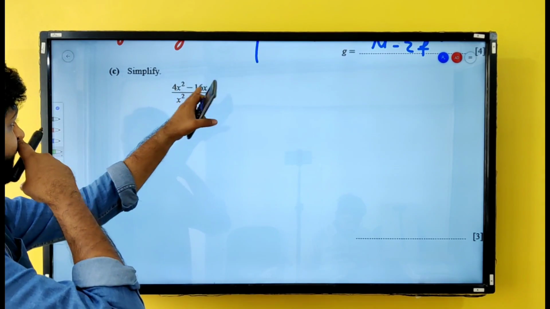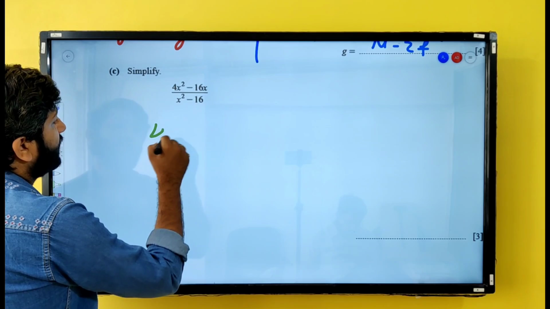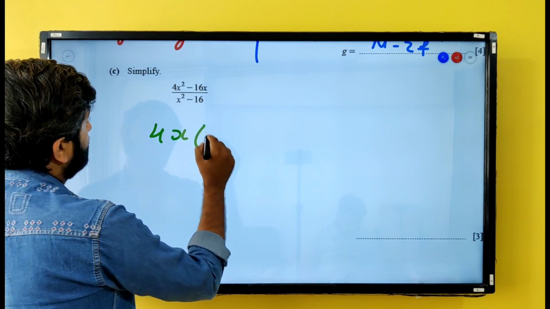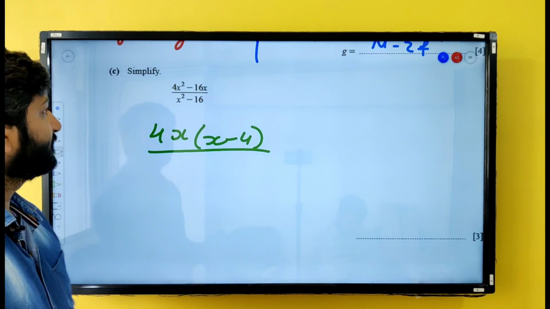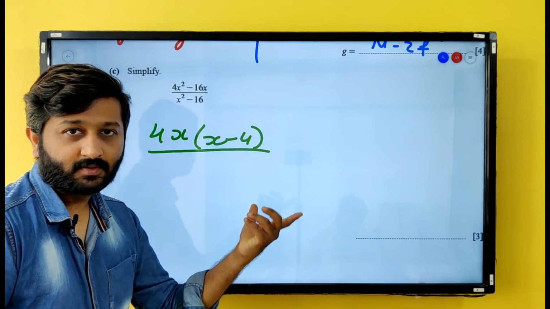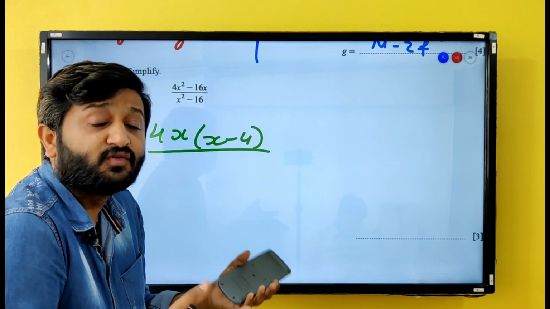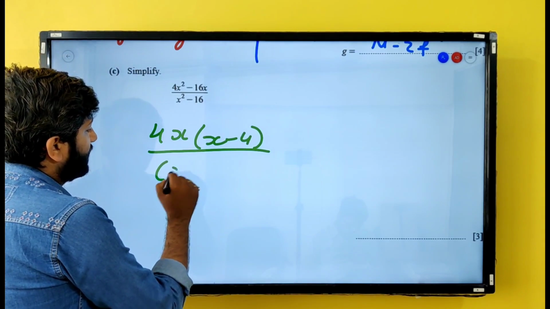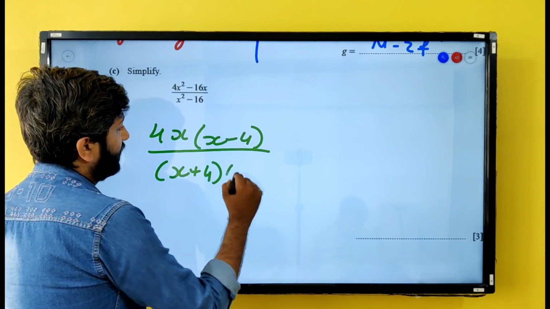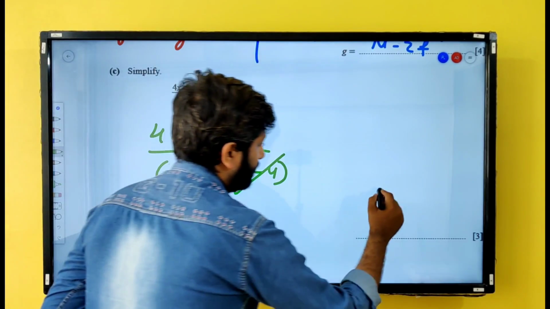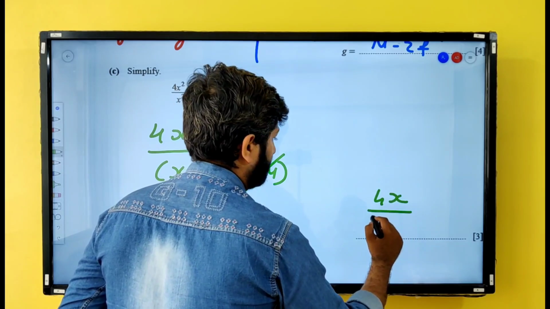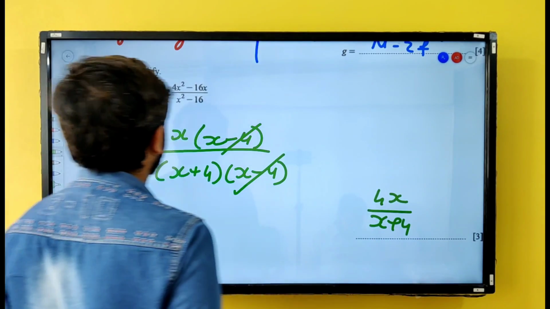Simplify. From the numerator, as you can see, I can take 4 and x common. So I have x minus 4. And in denominator I have a square minus b square. x square minus 4 square, sorry, which is x plus 4 into x minus 4. So you have 4x upon x plus 4.